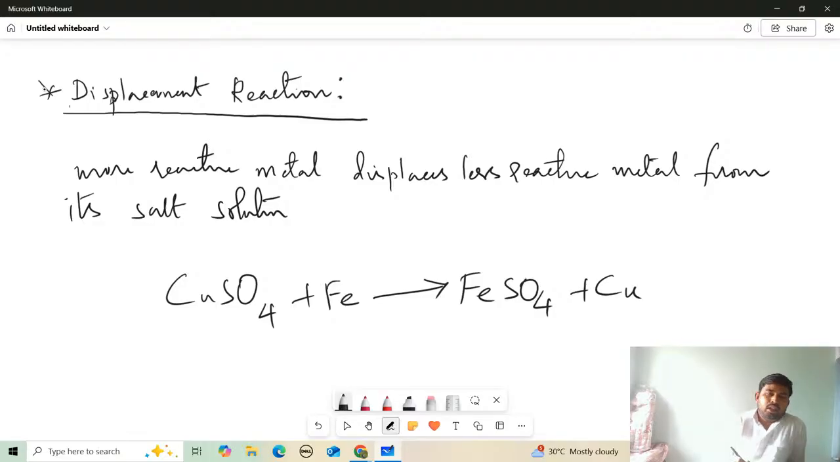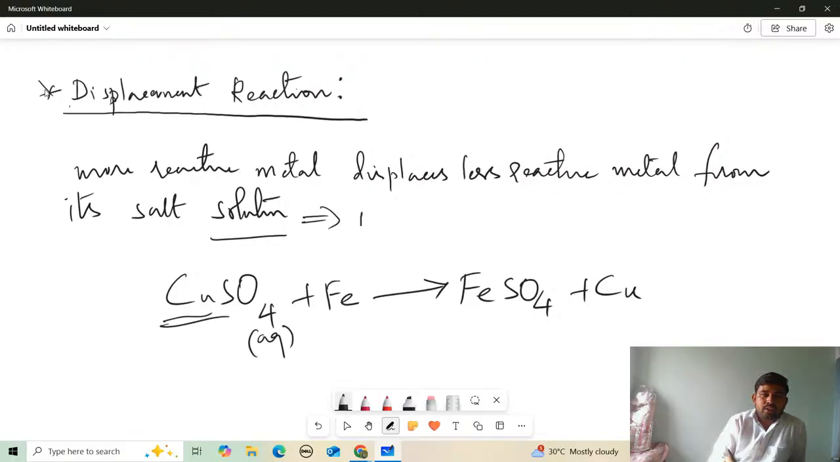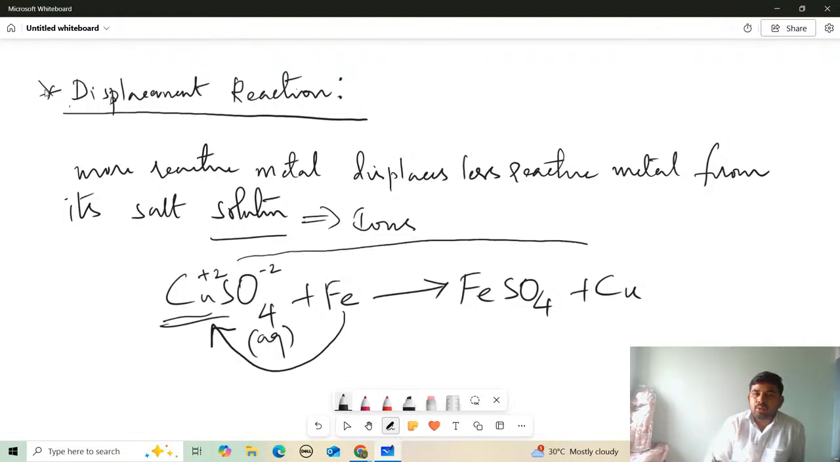You see here, this is a salt solution, so you should remember it has to be a salt solution. Why should it be a salt solution, sir? Because solutions contain ions, so ions are important. Once ions are formed, suppose Cu plus 2 and SO4 minus 2 ions are produced, then Fe can easily send this copper outside. Iron takes the place of copper, the less reactive metal, which comes out. This kind of reaction is called a displacement reaction.